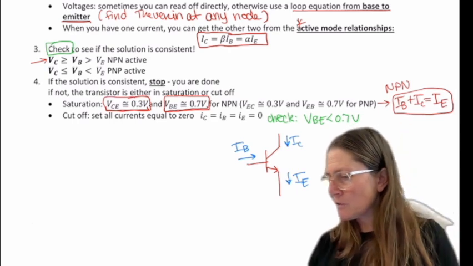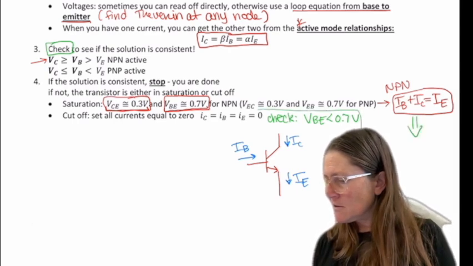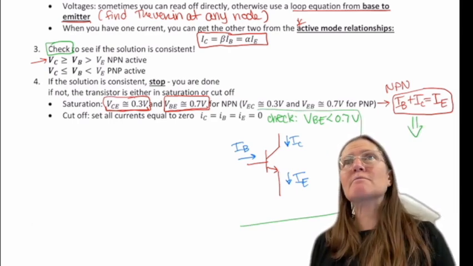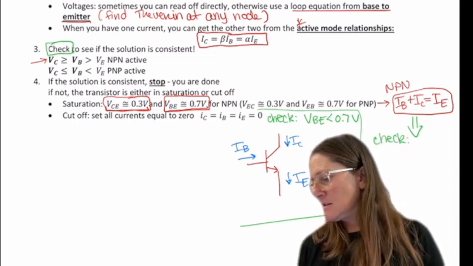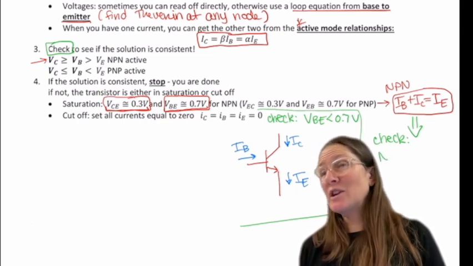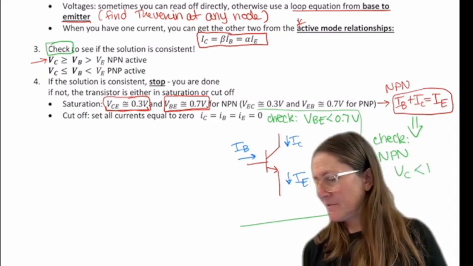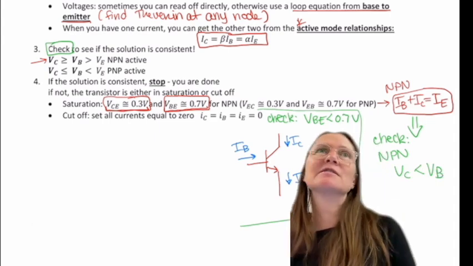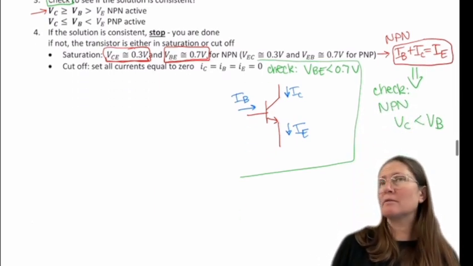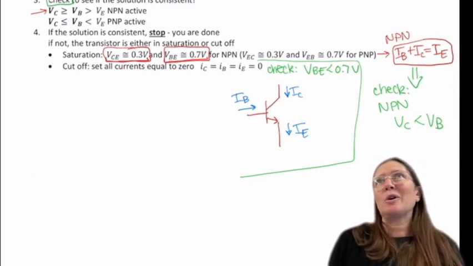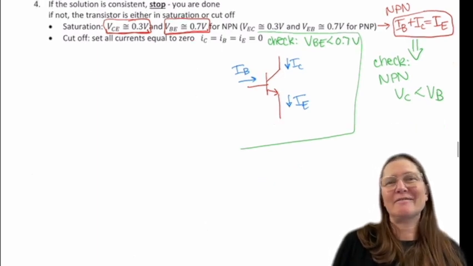And then for this one, what is your check when you're checking for saturation for an NPN? VC is less than VB. Correct. So you check that VC is less than VB. And then if it is, then you're like, yes, this is saturated. Okay, any questions about these? Okay, we're going to jump into problems.